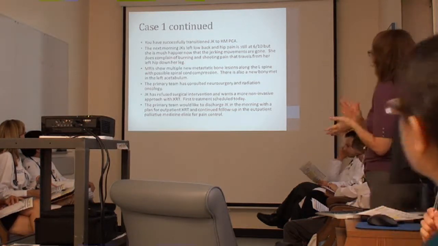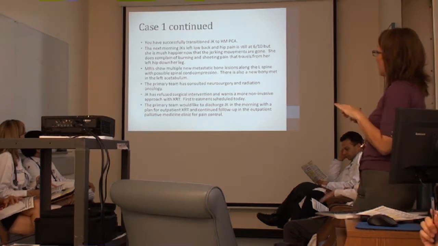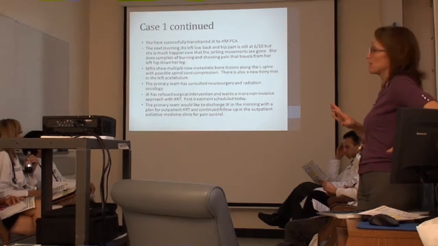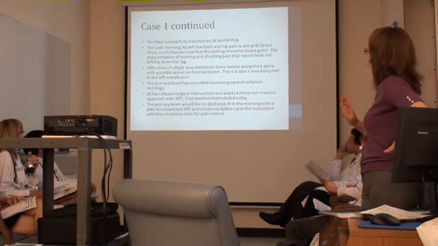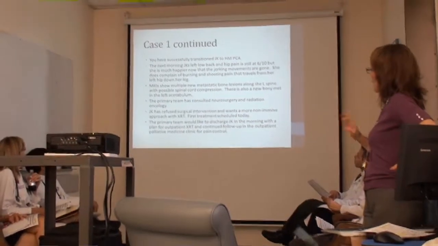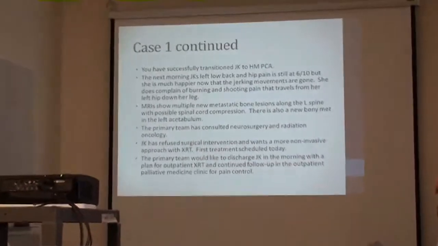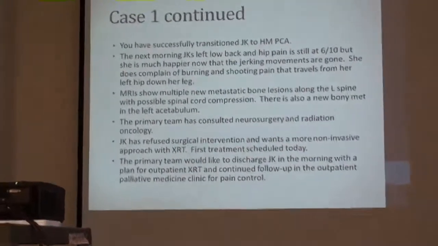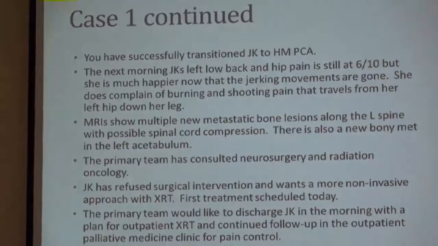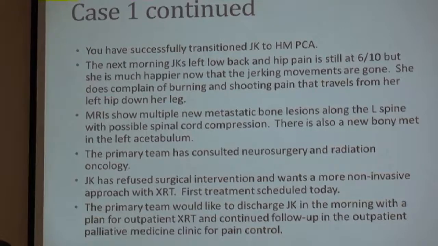JK has transitioned, so he's now on the hydromorphone PCA. The next morning, his left low back pain and hip pain is still at a 6 out of 10, but she's much happier. The jerky movements are gone, but she does have some burning and shooting pain that travels from her hip down her leg. The MRI showed multiple new metastatic bone lesions along her L spine with possible spinal cord compression. There's also a new bony met in the left acetabulum.